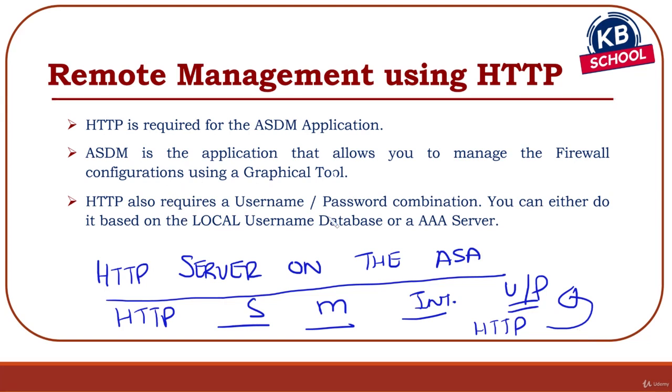ASDM is the application that will allow you the ability to manage your firewall using the graphical user interface, the GUI. If you don't have ASDM installed, you can just go in and browse to the ASA firewall. It allows you the ability to download the ASDM and install it, or you might have it installed. It's just a small little utility that you install on your admin PC. All right. HTTP also requires a username password combination, just like SSH did, and we'll do it based on the local database over here as well.